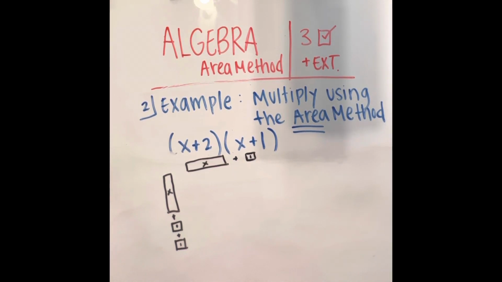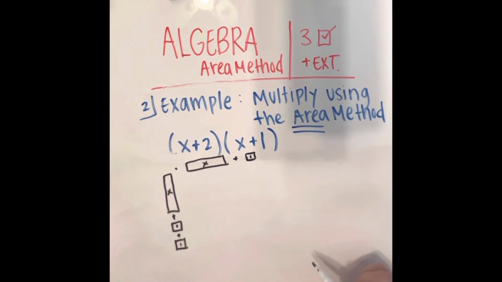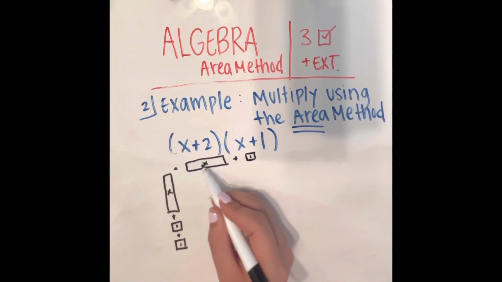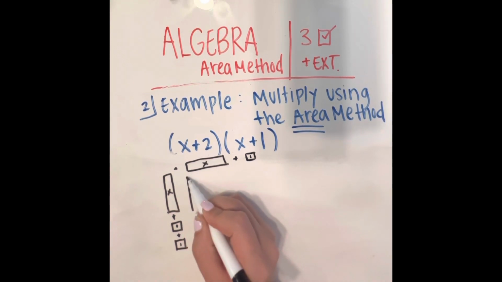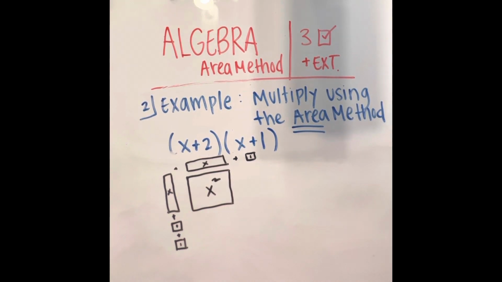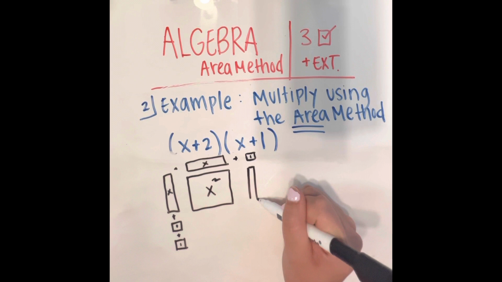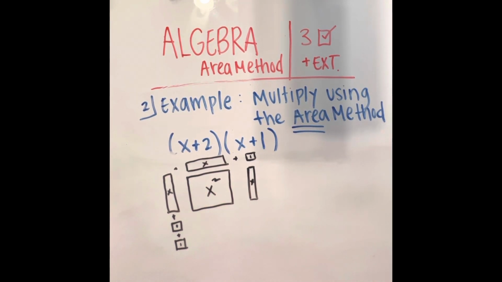The next thing we want to do is multiply each of these algebra tiles to each other. So we're going to do x times x, which we know is x squared. So we're going to include that big rectangle as our algebra tile for x squared. Then we're going to do x times 1, which is x. So that's our tile of x. And since we already finished with this x, we're going to move on to our 1. So we're going to multiply 1 times x, which is x. Make sure you include that algebra tile of x.